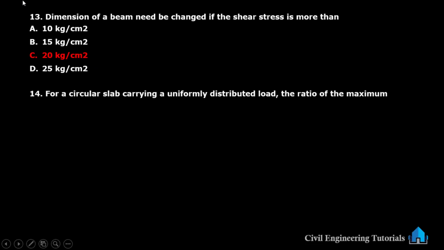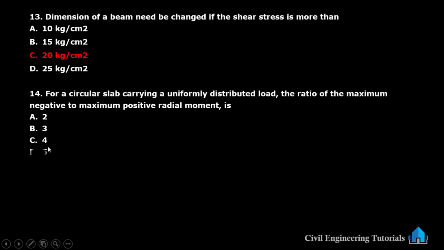For a circular slab carrying a uniformly distributed load, the ratio of maximum negative to maximum positive radial moment is option A 2, option B 3, option C 4, and option D 5. So the answer is option A 2.